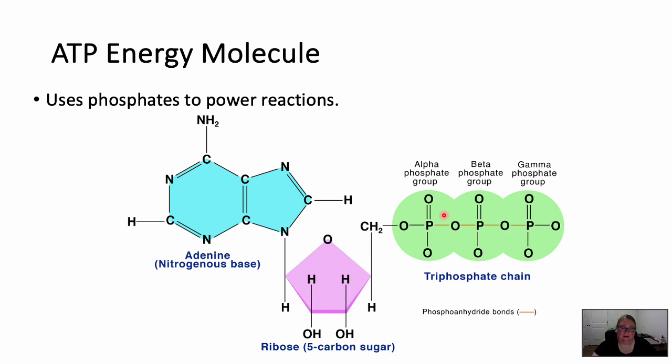We use breaking the bonds between these phosphates to power reactions. So in the previous one, we broke it between those first 2 phosphates. On ATP, we do it between the beta and gamma phosphate, and that's going to provide enough energy to power a lot of reactions. This is why the ATP molecule is so important.